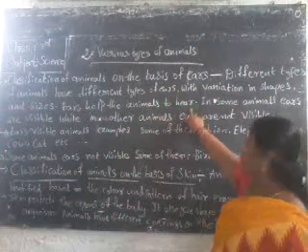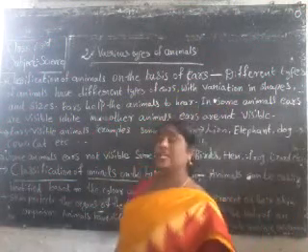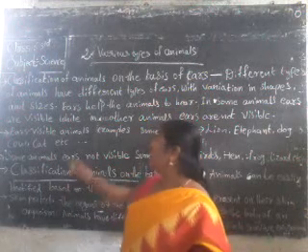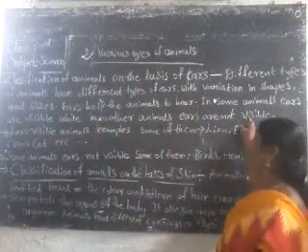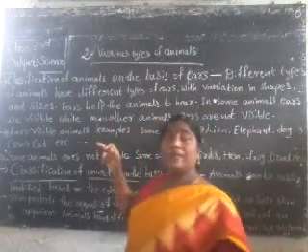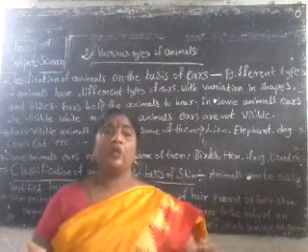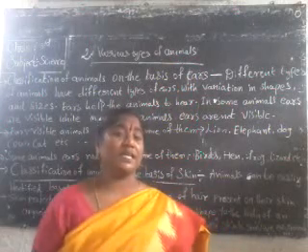In some animals, ears are visible, while in other animals, ears are not visible. In some types of animals, ears are not visible. We have to go and find where the ears are. Some animals' ears are visible.